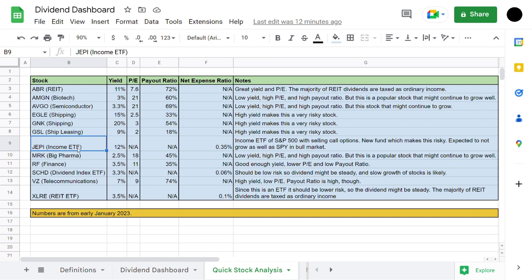JEPI is an income ETF. That's a little risky because it's a little new, very high dividend. So we'll see how that turns out.